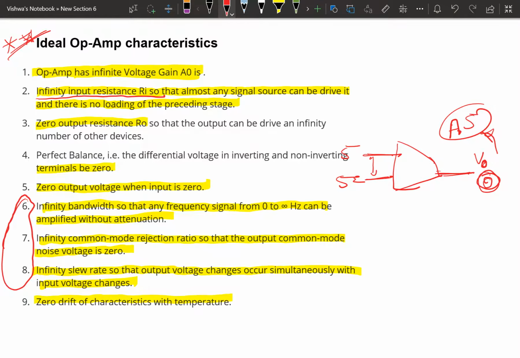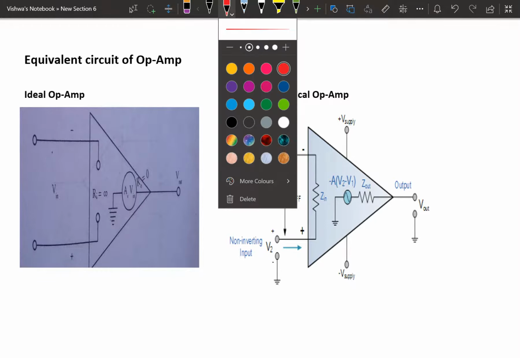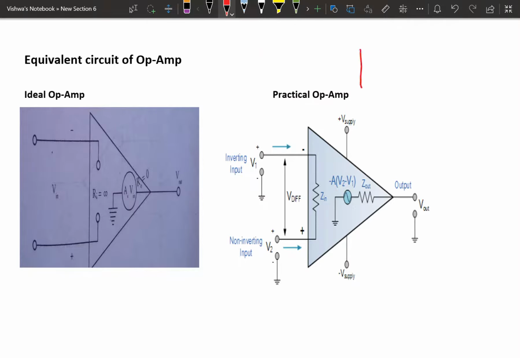Next one is the equivalent circuit of an op amp. This equivalent circuit is drawn based on the characteristics of the ideal op amp and the practical op amp. Usually the op amp is represented by a triangle and two input terminals, one output terminal. So this we call the schematic symbol. Here it is plus, minus, or V1, V2. Here it is the output, and these are the plus VCC and minus VCC. So this is the schematic representation.